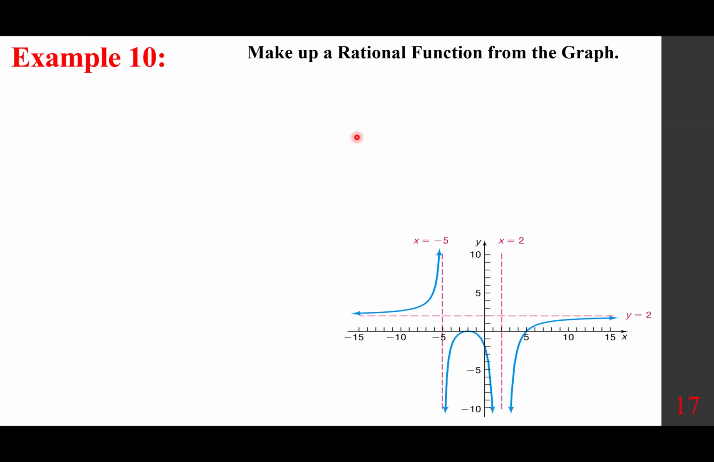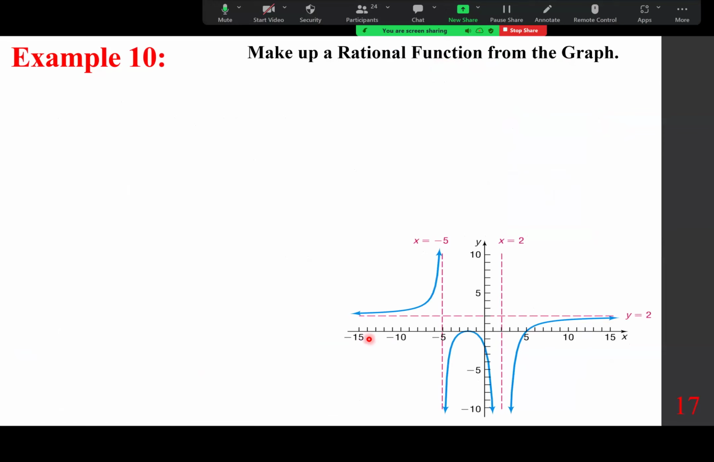All right, in this case, make up a rational function from the graph. So from the graph, we want to come up with the function. Let's see what we notice. The domain is all real numbers except -5 and 2, which means we're going to write -∞ to -5 union, -5 to 2 union, 2 to infinity.